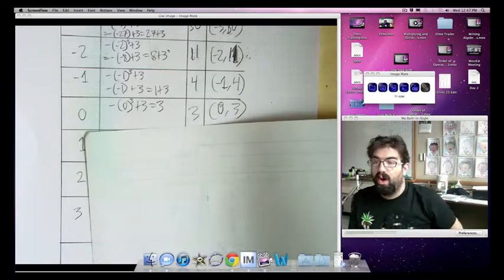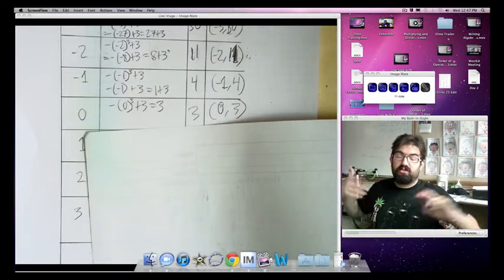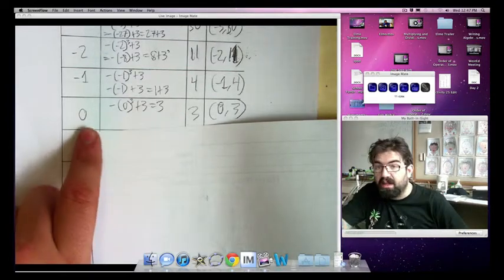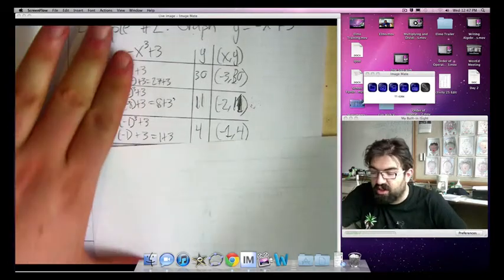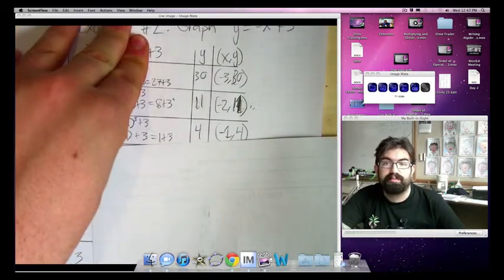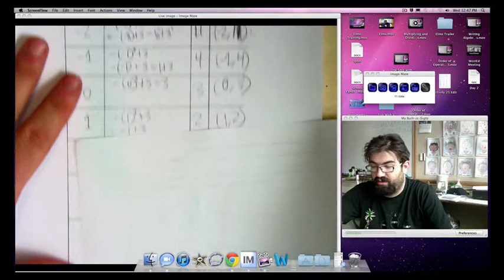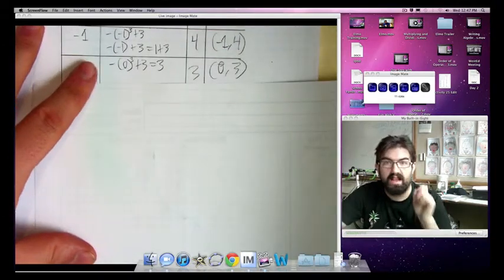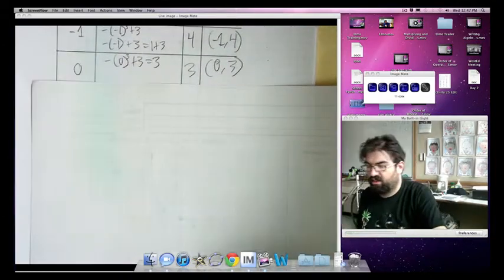I plugged in 0. I didn't show any work, did I? Mr. V, what the heck? Guys, if I plug 0 in, all that's left is the constant, 3. I don't show much work for intercepts. Intercepts are easy, that's why I love them. This point is at 0, 3.